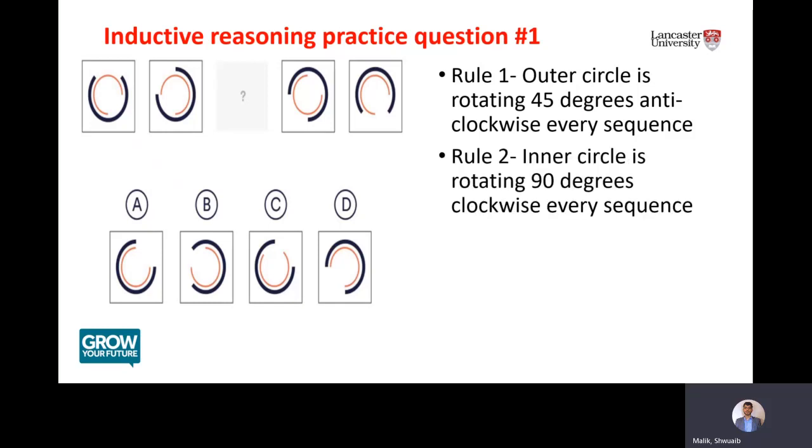And then the inner circle, which is the thinner orange line, is rotating 90 degrees clockwise every sequence. So those are the two rules here. There are no other rules, and those are the only two patterns.